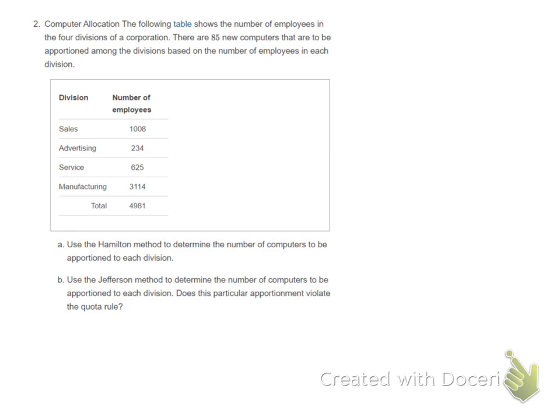Next, we're getting 85 new computers. We're going to apportion them among the divisions based on the number of employees in each division. So, first, I need to get the standard divisor, which is going to be 4,981, the total number of employees, divided by the 85 computers, which gives us 58.6.